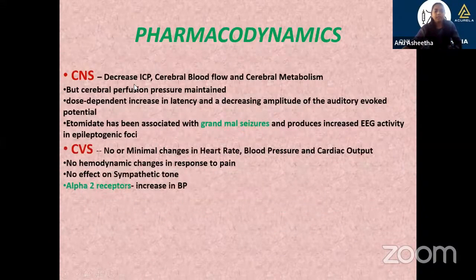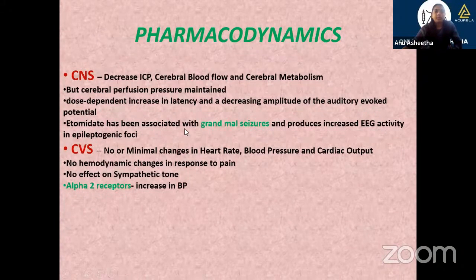Pharmacodynamics, CNS. It decreases ICT, and also cerebral blood flow and metabolic rate. Cerebral perfusion pressure is but maintained. They also increase the latency and decrease the amplitude of auditory evoked potentials. So they are used in speech and memory tests. Etomidate is used other than the anesthetic use. This is due to this property.